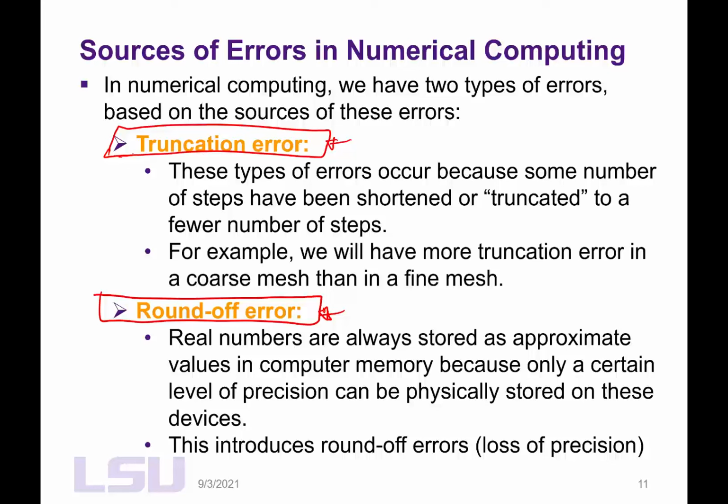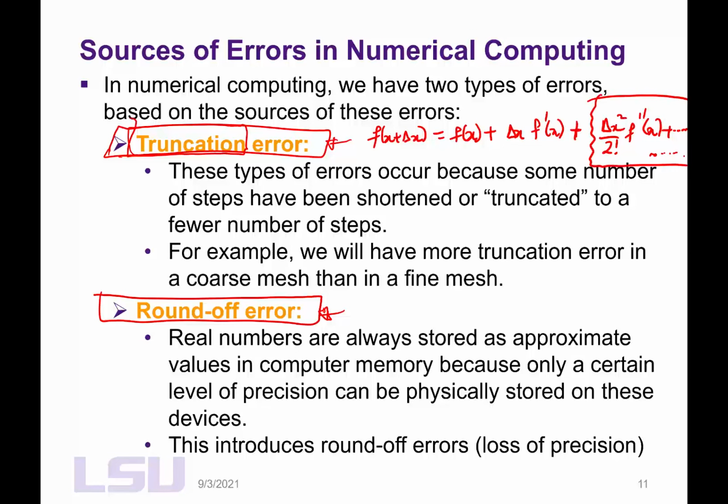It's error because you truncated, meaning you cut off some terms. If you remember the Taylor series expansion, f of x plus delta x is going to be this, right? f of x plus delta x f prime of x plus delta x squared over 2 factorial f double prime of x, and so on. Well, in our finite differences, we typically cannot carry all these terms, right? In any numerical scheme, for that matter, you can't continue this sequence forever. So we generally truncate at some point, and that gives you truncation error.